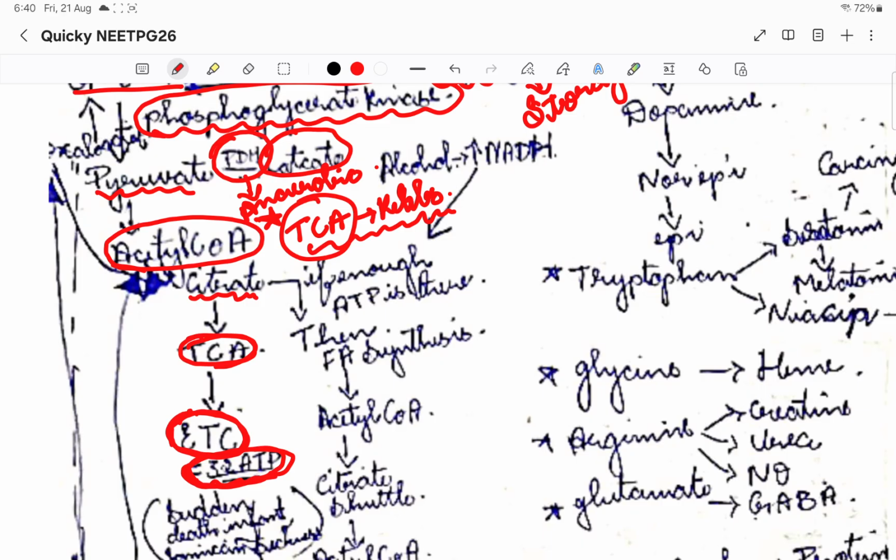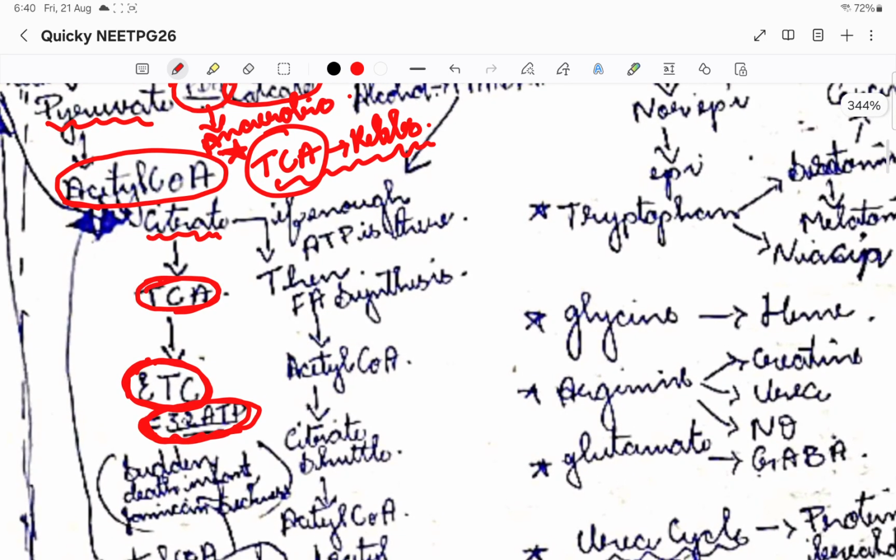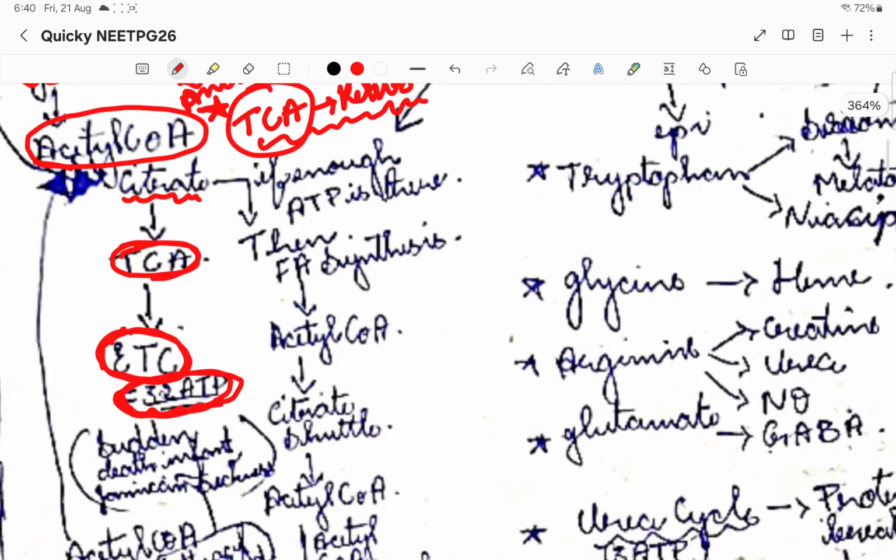Then suppose acetyl CoA is formed, and enough ATP is there. Suppose the body tells you there is enough ATP, no need to produce further ATP. Then this particular glucose has already formed citrate, right? So it will undergo fatty acid synthesis.